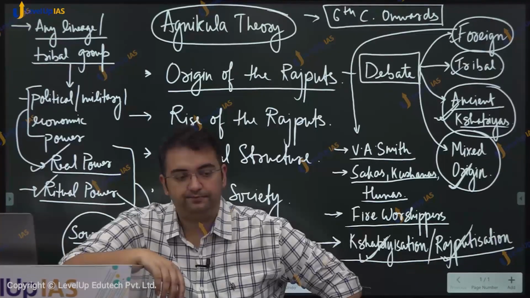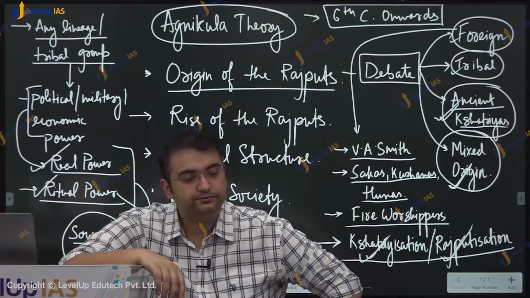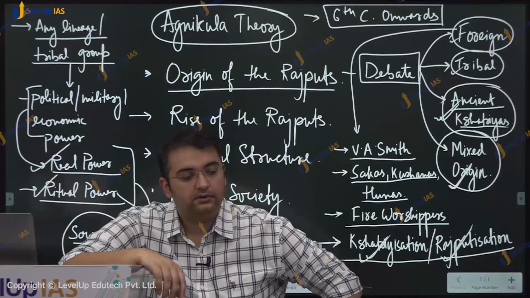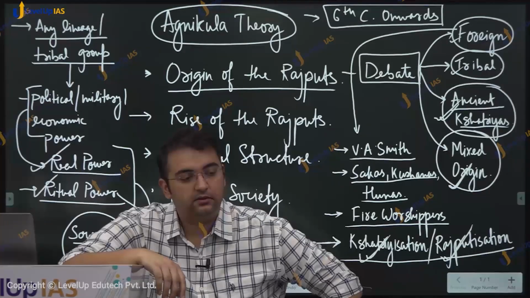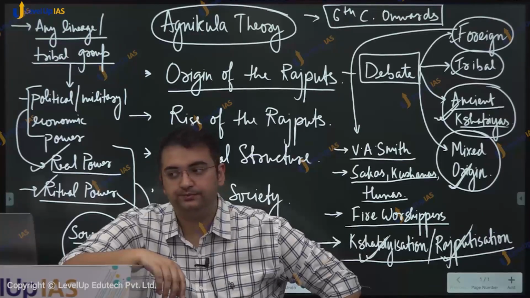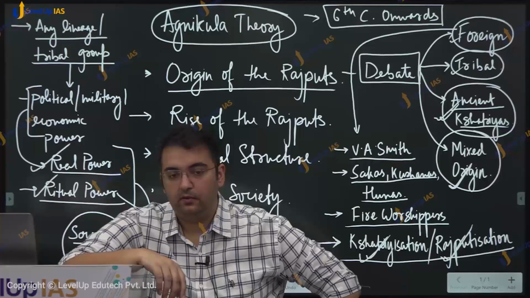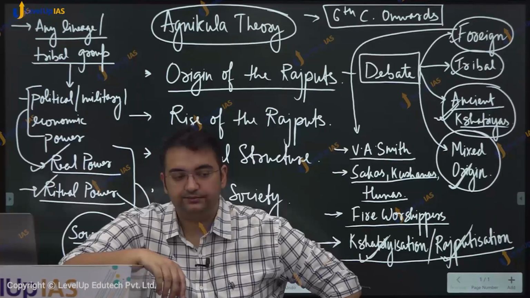Next point. Smith argued that both the Rajputs and these foreign groups were fire worshippers, and thus belonged to the same stock.